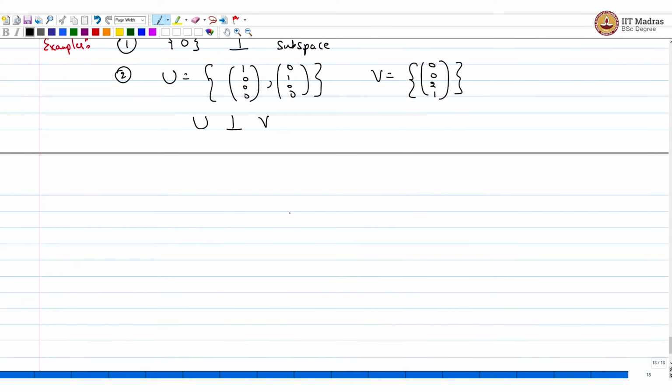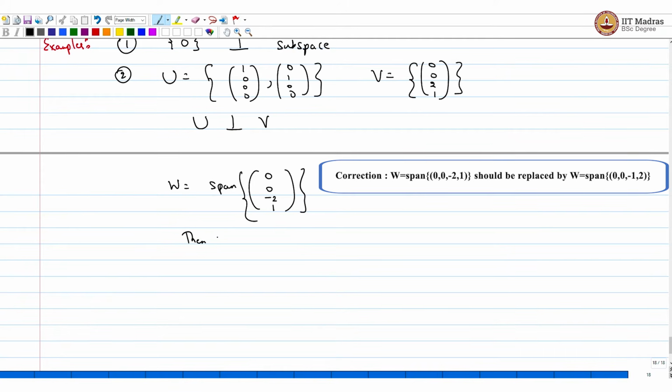V is not the only orthogonal subspace of U. You could make up another one. If I write W equals span of (0, 0, minus 2, 1), then W is orthogonal to U and W is orthogonal to V.